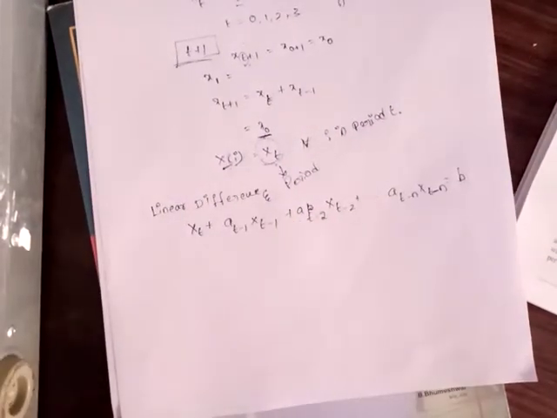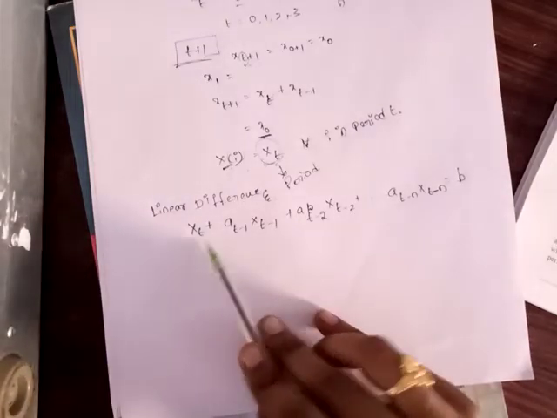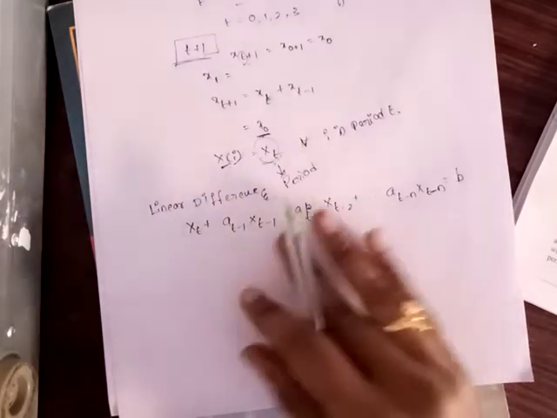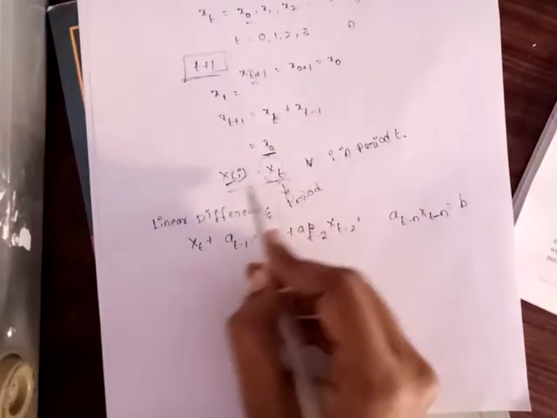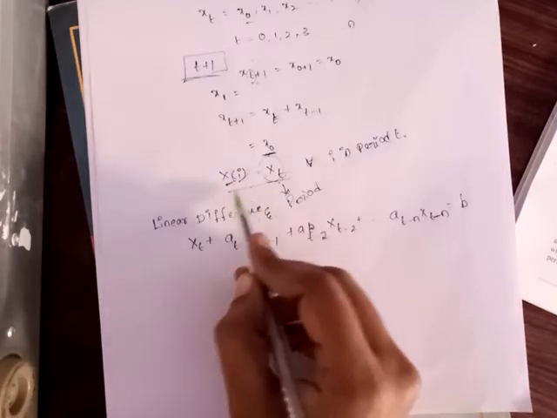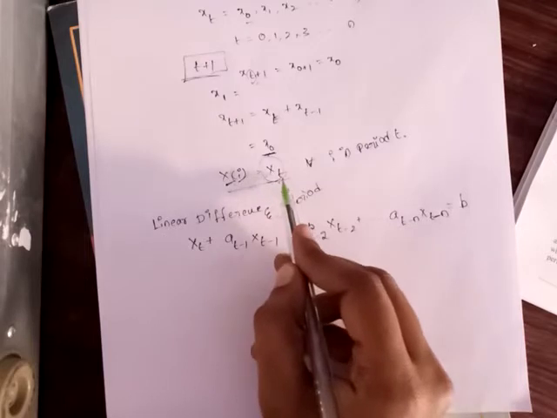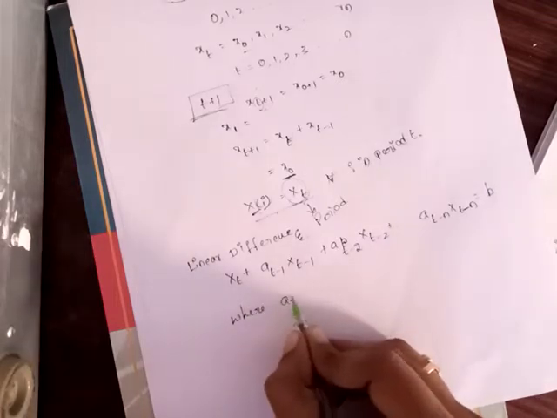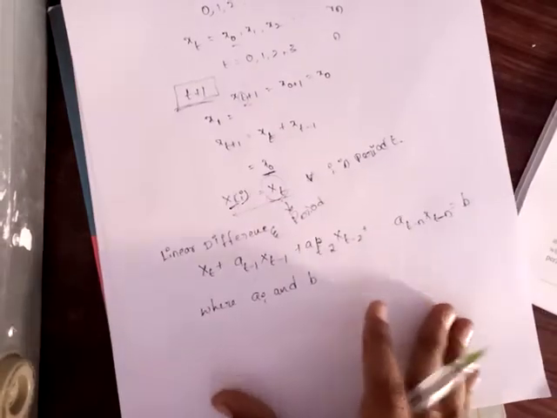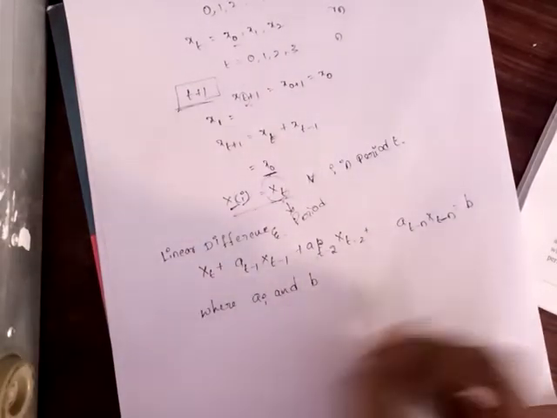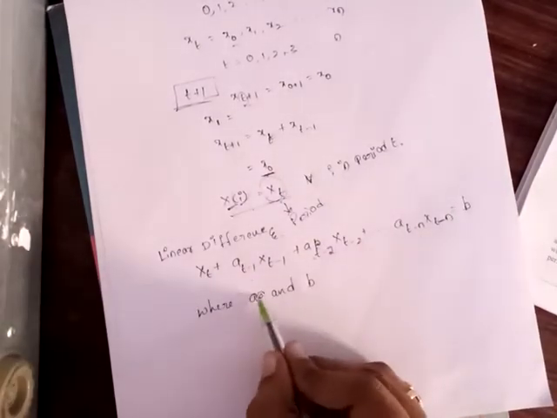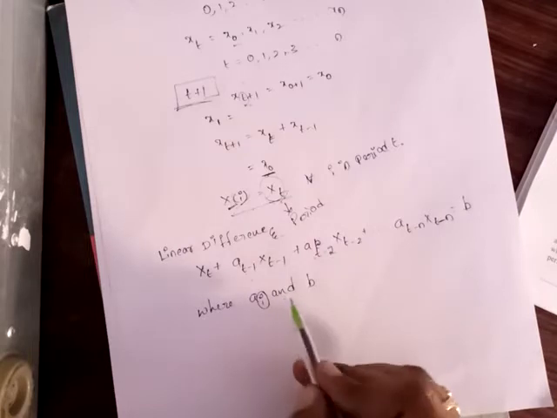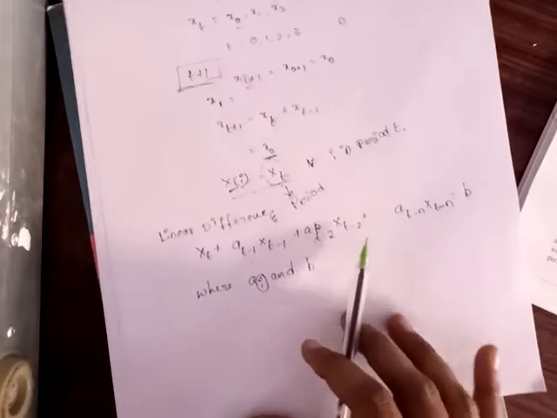In this, the coefficients ai relate to the time period. Already we have x of i is equal to xt, with i in period t. The coefficients ai and b are constants. Here ai corresponds to the periods t minus 1, t minus 2 up to t minus n. These are the constants.